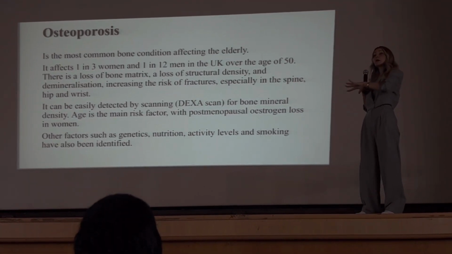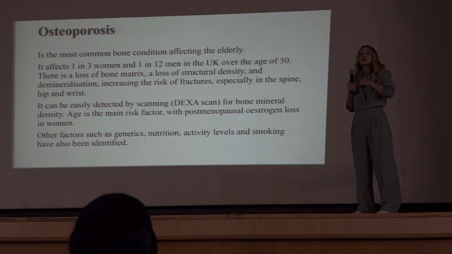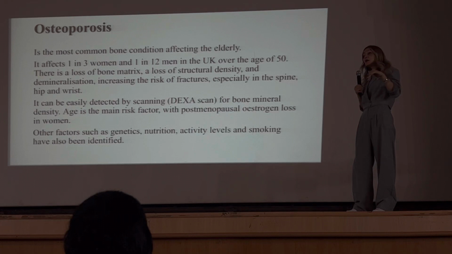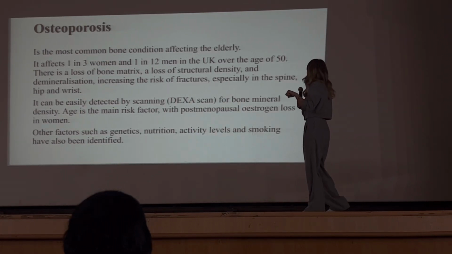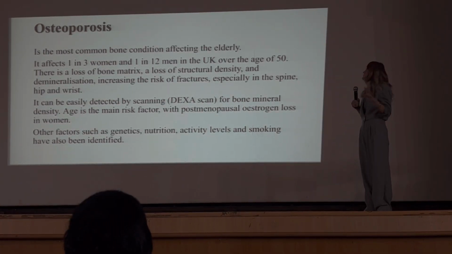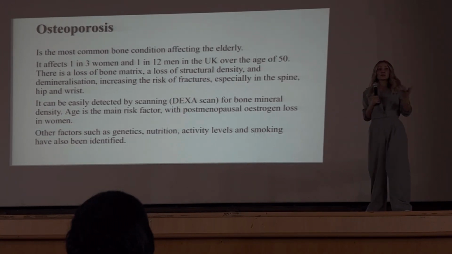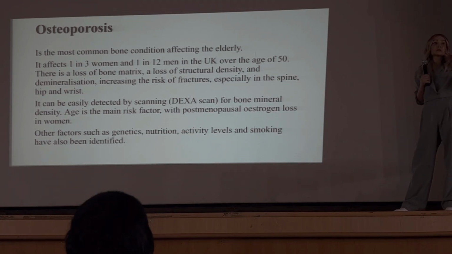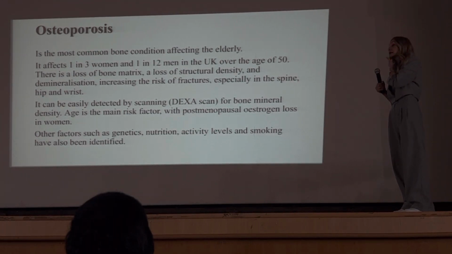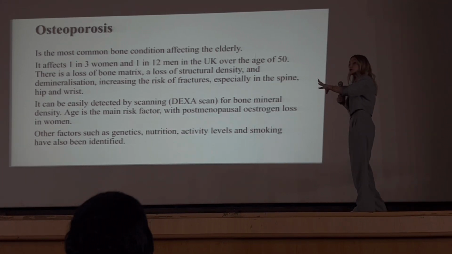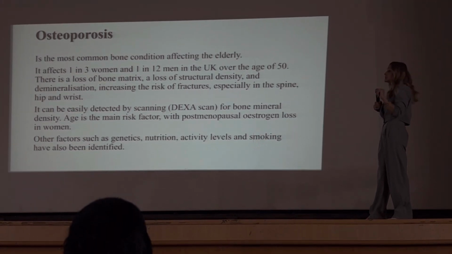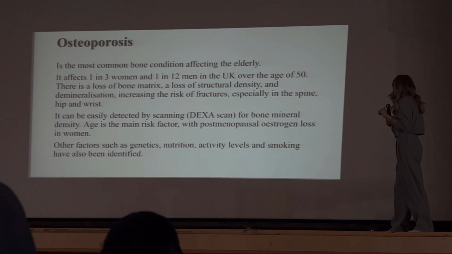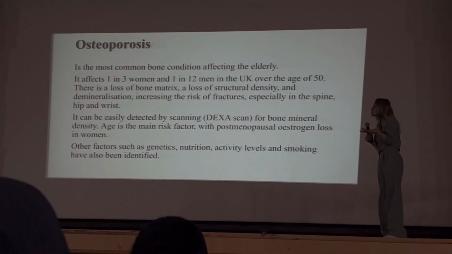In osteoporosis, the bone matrix loses density with structural abnormality and demineralization. It can easily be detected by DEXA scan. It is suspected in people over the age of 50, and the DEXA scan confirms it by showing the density of the bone matrix. Age is the main risk factor, with postmenopausal estrogen loss in women.